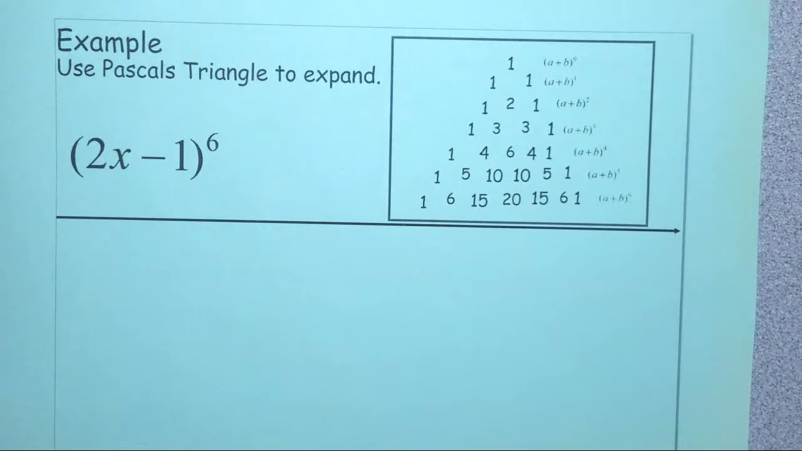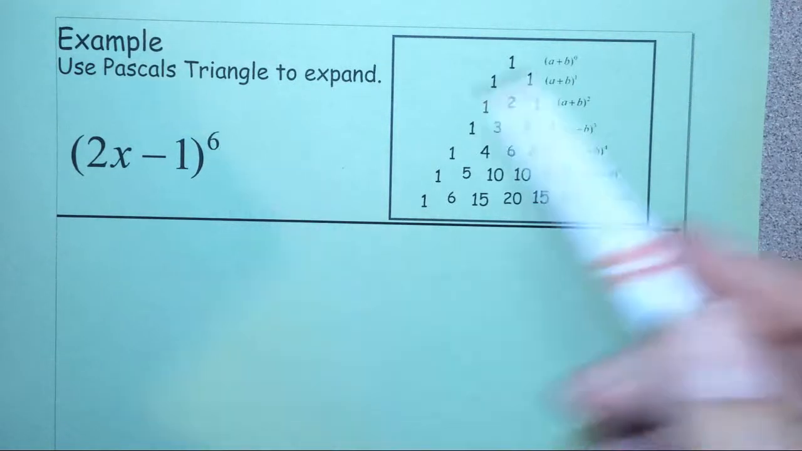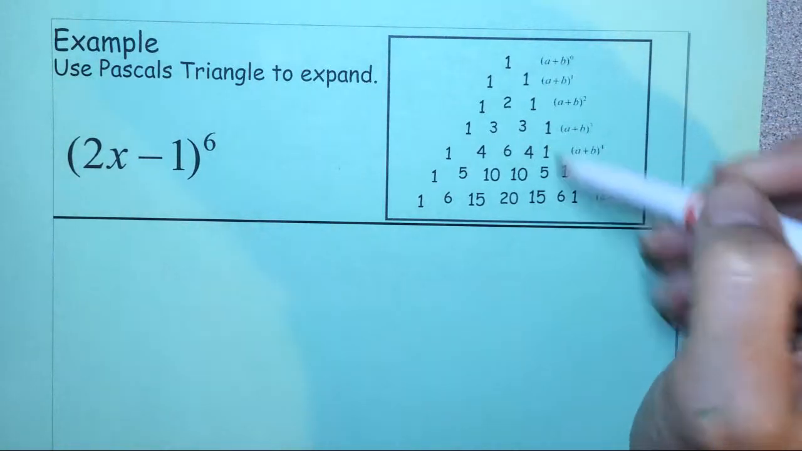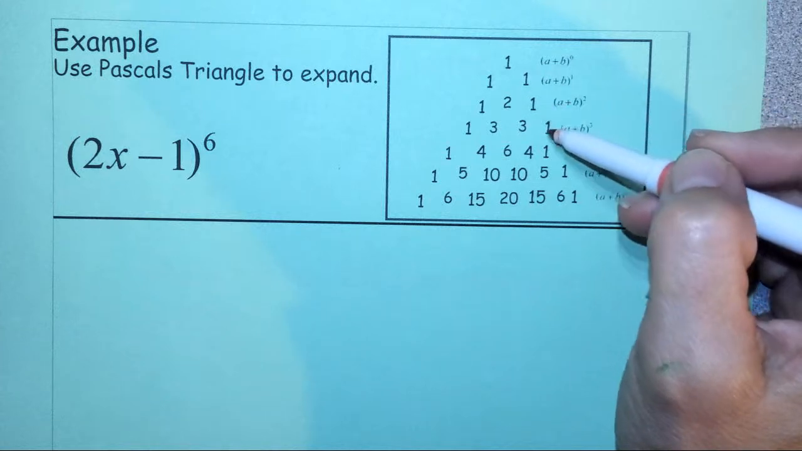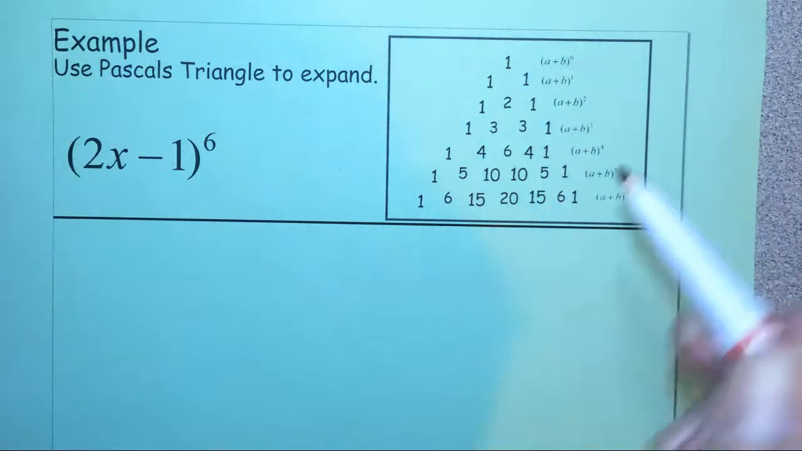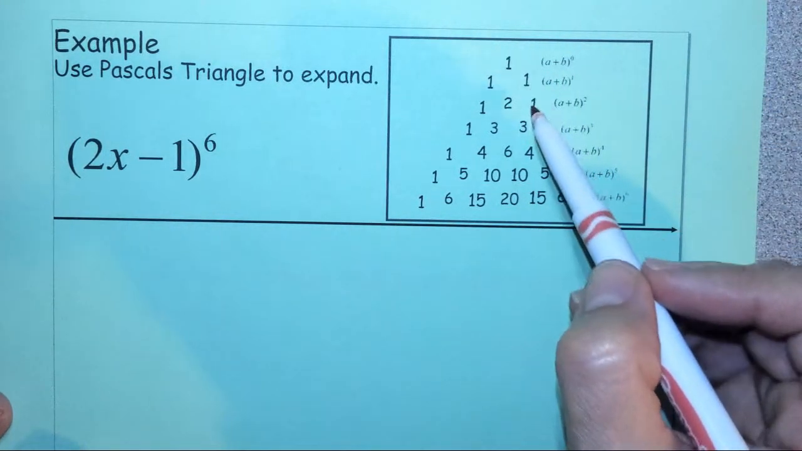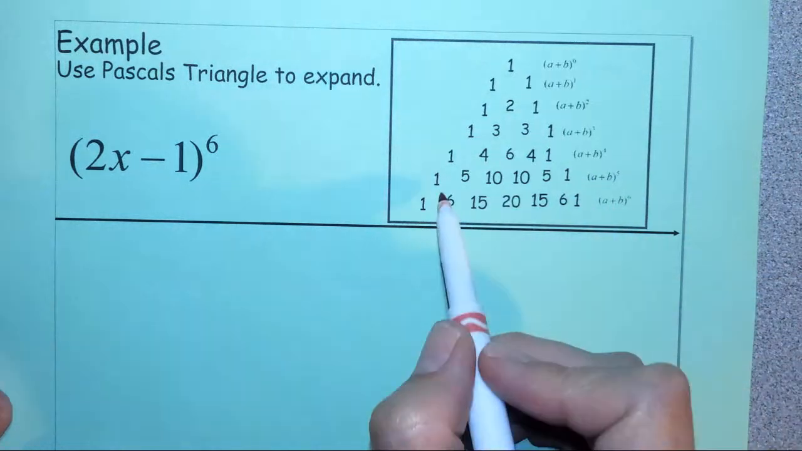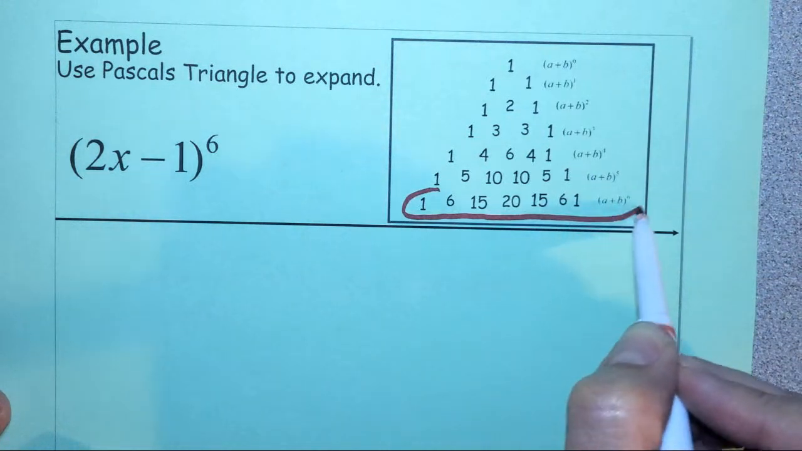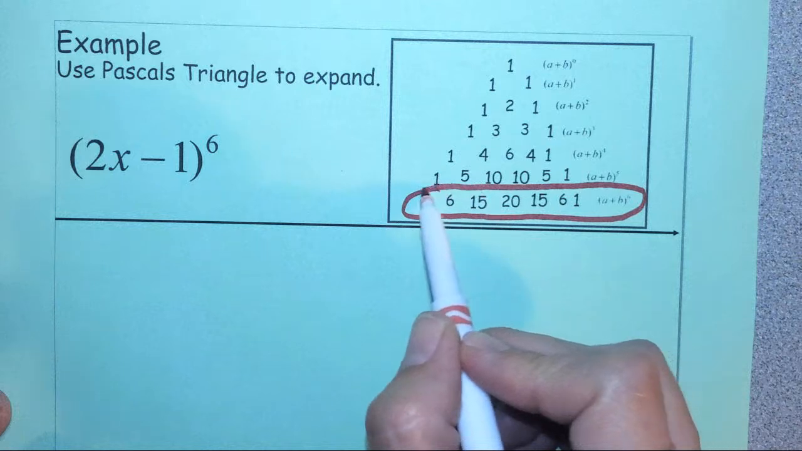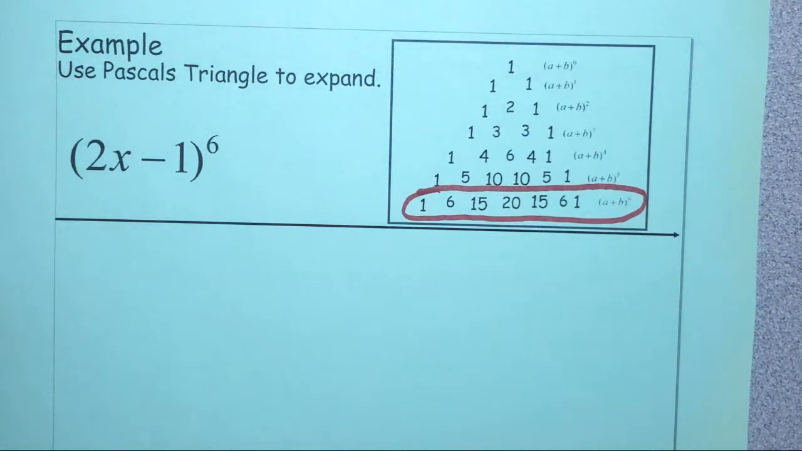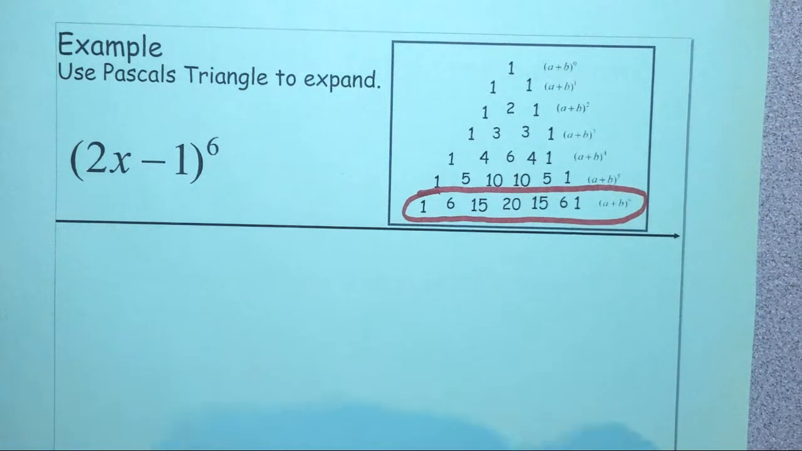So now I'm going to do one where I use Pascal's triangle instead of using the n choose r. Because it says to the 6th power, I have to count down 7 rows. 0, 1, 2, 3, 4, 5, 6. This will be the 7th row. 1, 2, 3, 4, 5, 6, 7. So this row is going to be all those n choose r's, but they're just done for me. I don't have to type them in.